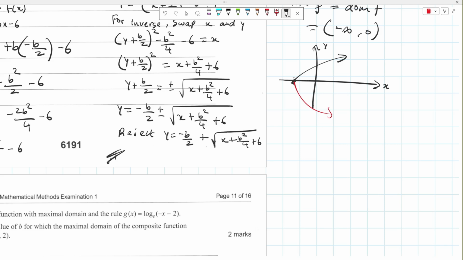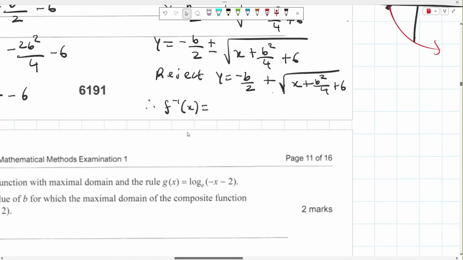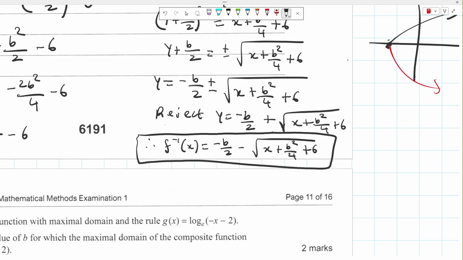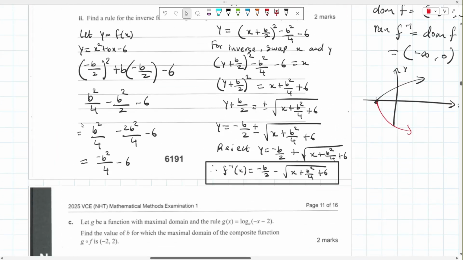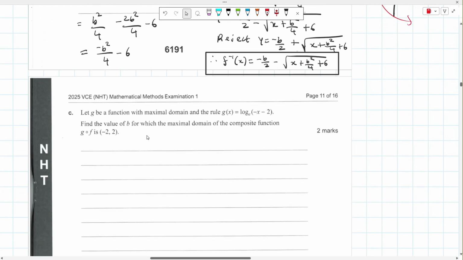Right? So therefore, the inverse function, and let's make sure we only need the rule and not the domain or anything. Yep, so we just need a rule. Therefore, the inverse function is going to be negative b on 2 minus the square root of x plus b squared over 4 plus 6. And we're going to put a little box around that. Right? That's going to be our final answer for that one. So that one was pretty tricky. Right? That one was pretty tricky. Let's go into part C.